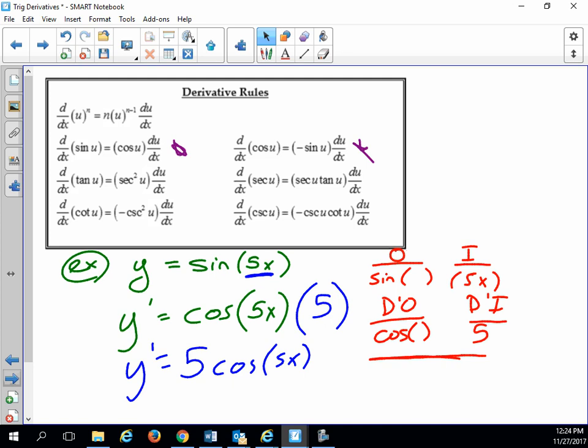So notice that the very top one is the one that we've done all the time. That's power rule right there. Don't need to copy it down. You should know power rule by now. The next one is the derivative of sine, which is cosine. And derivative of cosine, which is negative sine.